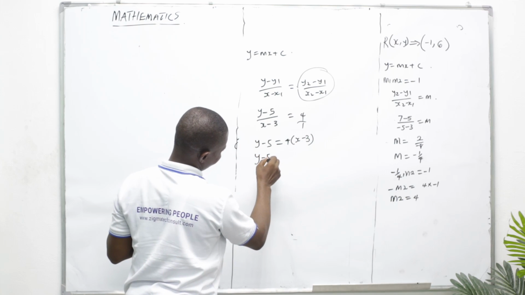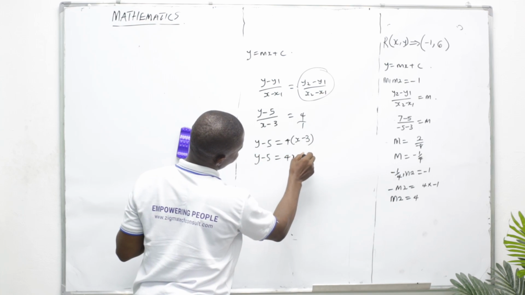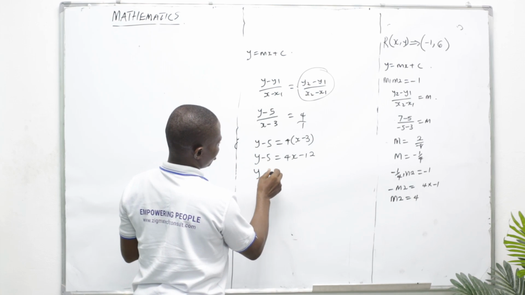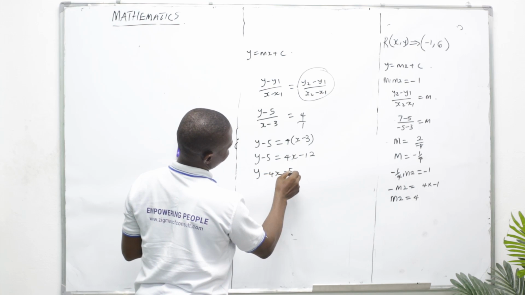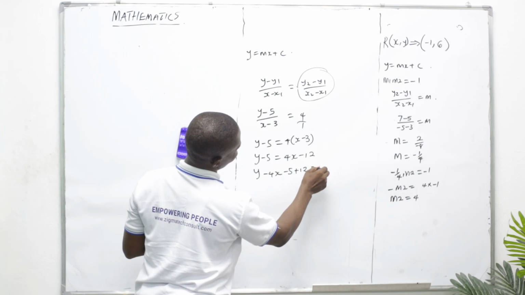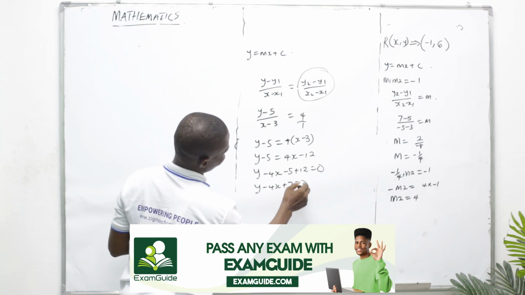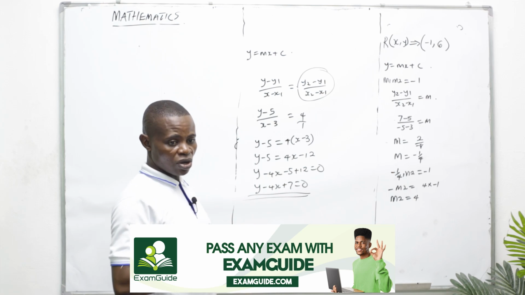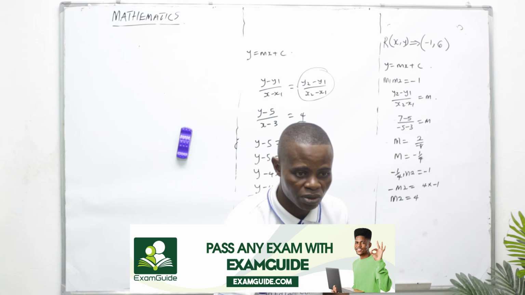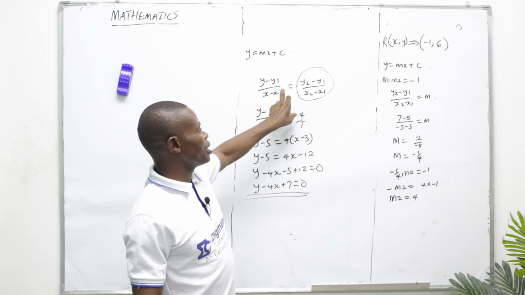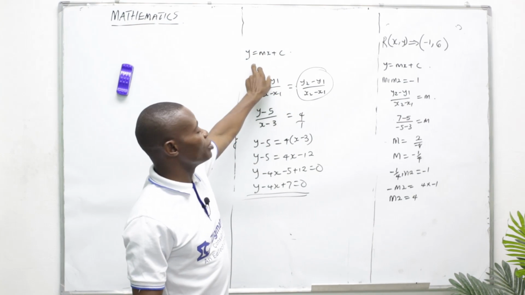So y minus 5 equals 4x minus 12, okay? Now y minus 4x minus 5 plus 12 equals 0. So y minus 4x plus 7 equals 0. This is the equation of the line passing through. If you're not so conversant or comfortable with this particular formula, switch to this.